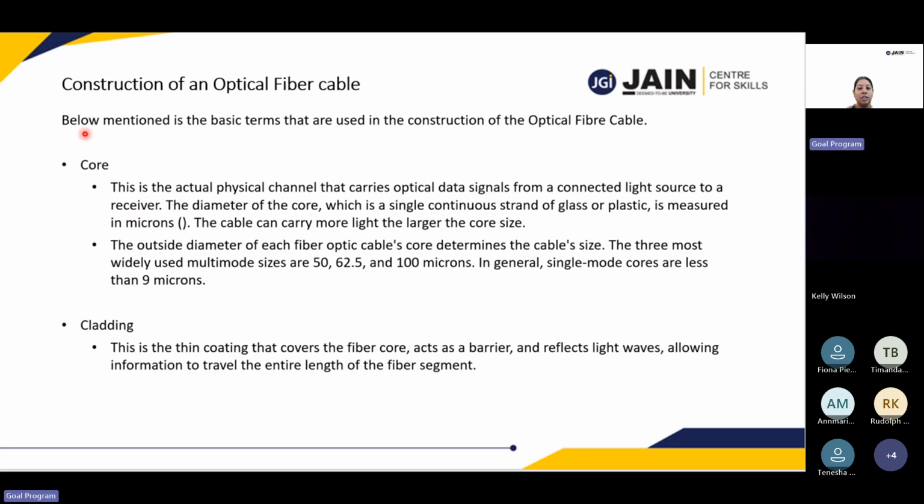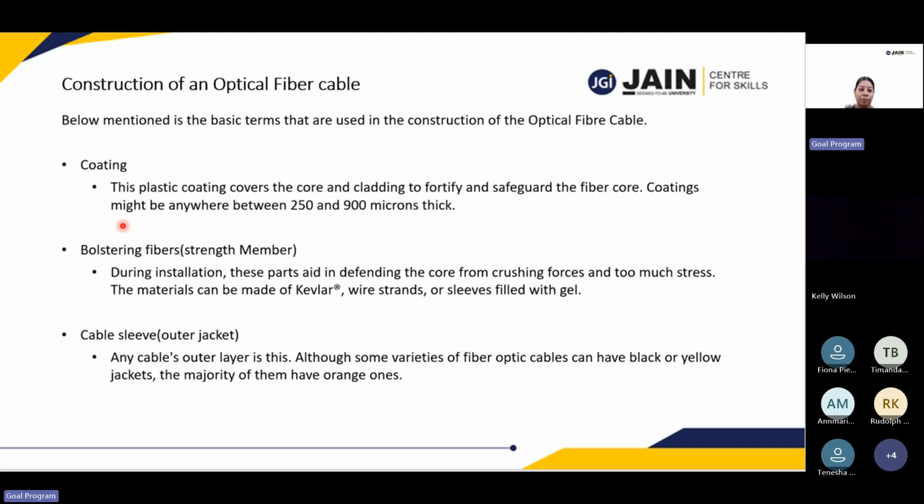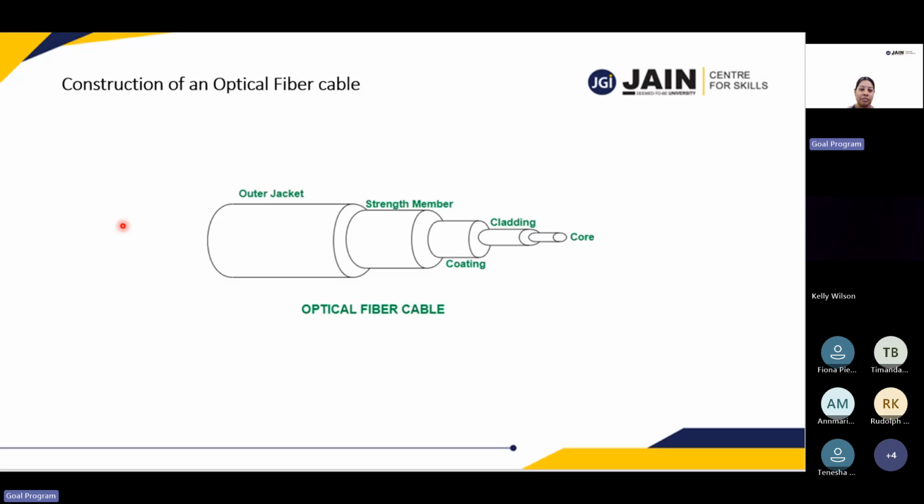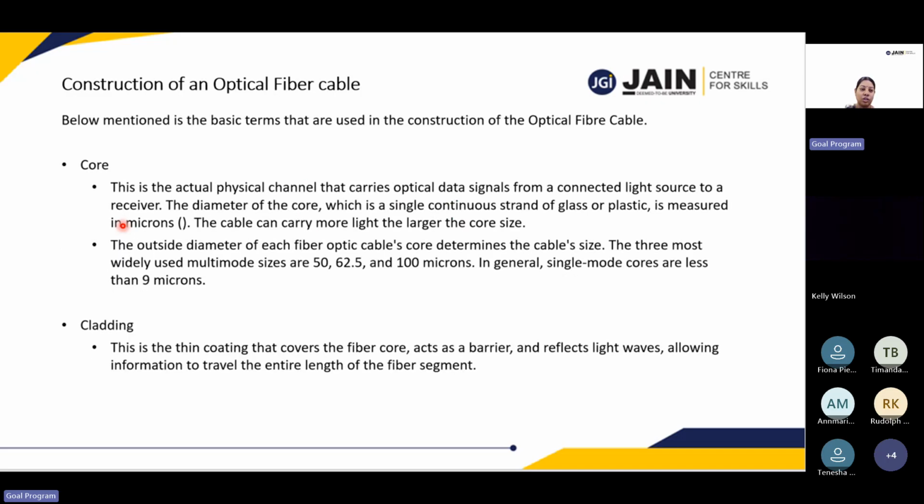Now, these are the basic terms which we have to understand while we are learning about optical fiber cable, and these are the basic terms which are used in the construction of optical fiber cable. The first one is core, and then we have cladding, coating, strengthening fibers, cable sleeve, outer jacket. So all this we are going to learn because these are the basic terms used while constructing the optical fiber and we should know about it.